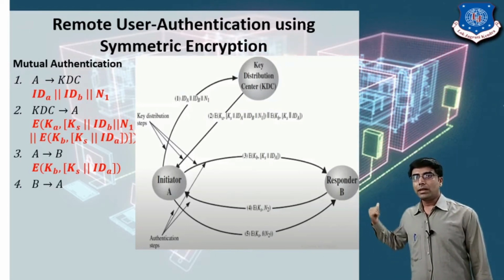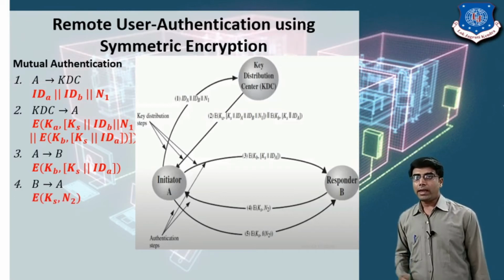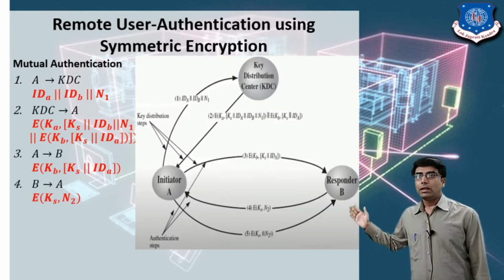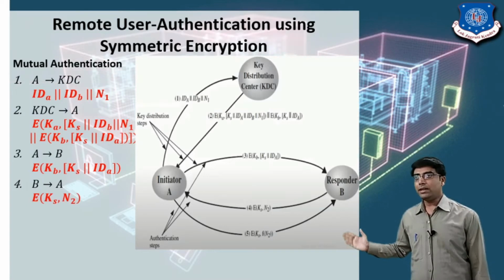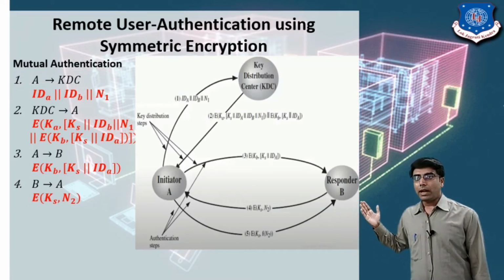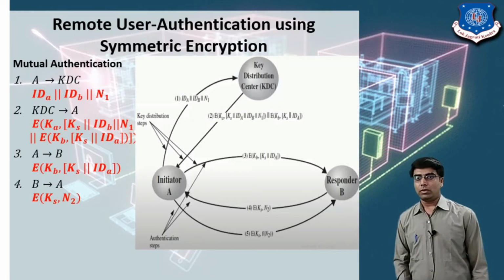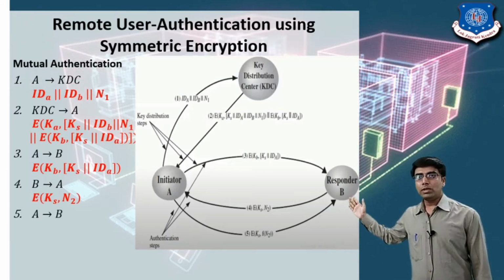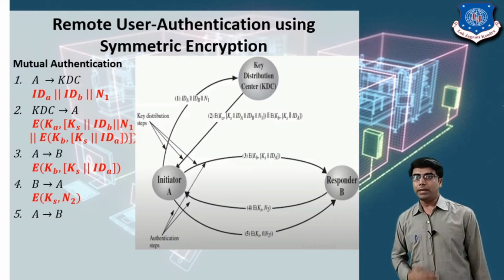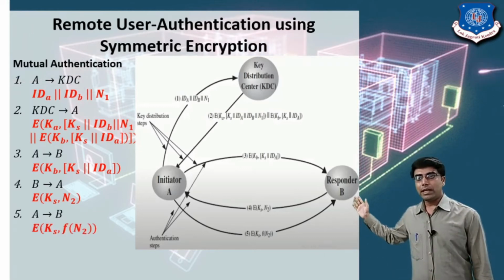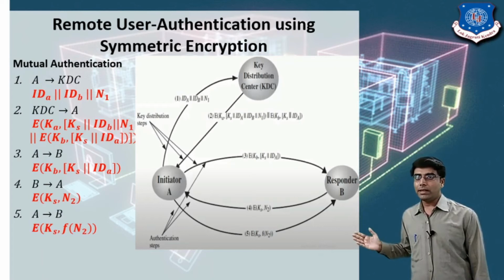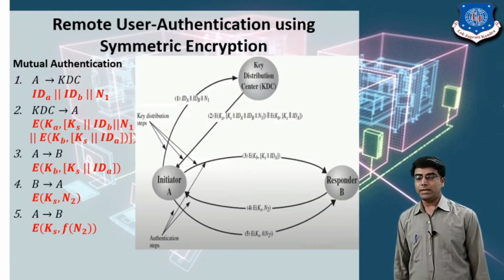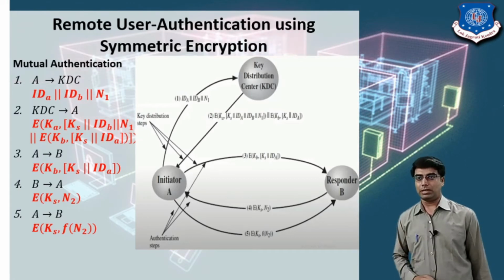Now B replies to user A with a message encrypted using the session key and the nonce N2. Then user A replies to user B with a message encrypted using the secret key KS, containing F of N2, a function of the nonce generated by user B. So this is the whole process of mutual authentication.